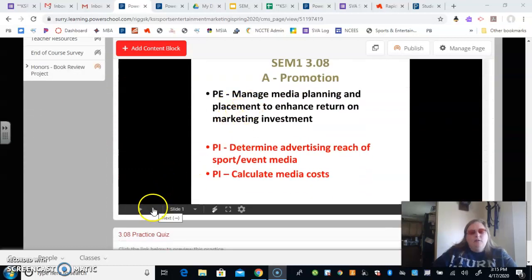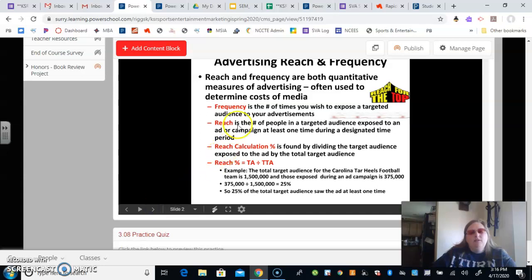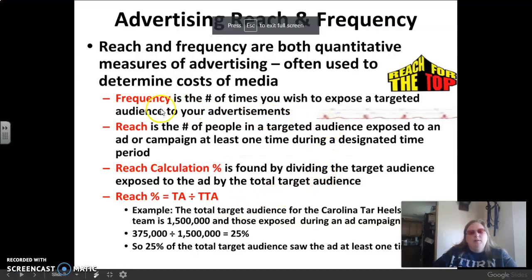You'll need to go through this PowerPoint and make sure you understand the vocabulary here. Frequency is the number of times that you want to expose a target audience. How many times do you want them to see an advertisement? Once, twice, a couple of times. The reach is the number of people in the audience that actually do get to see it at least one time. So then you have your reach calculation, or your reach percent. You divide the number of target audience that actually saw it by your total target audience.